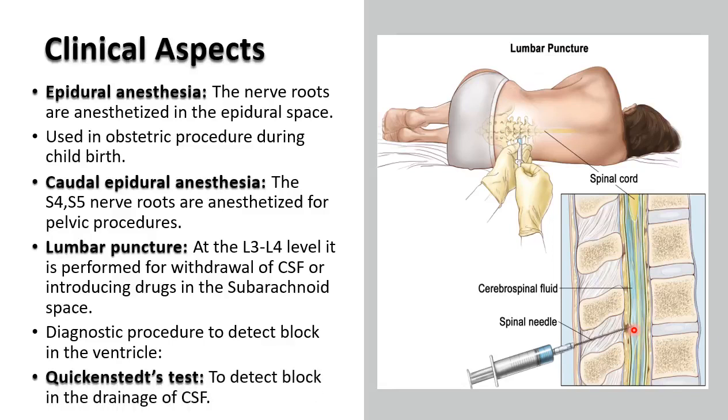Once a lumbar puncture is done, you attach a manometer and then you compress the external jugular vein. When you compress the external jugular vein, the intracranial pressure should rise, and naturally the reading or the level in the manometer should also elevate. So the pressure you applied in the neck should reflect here.